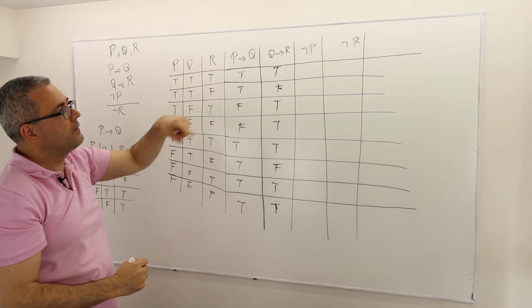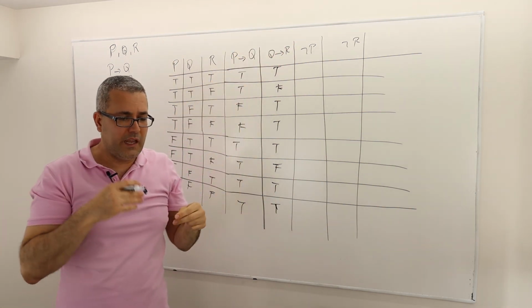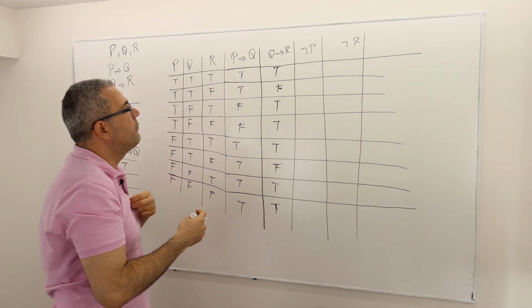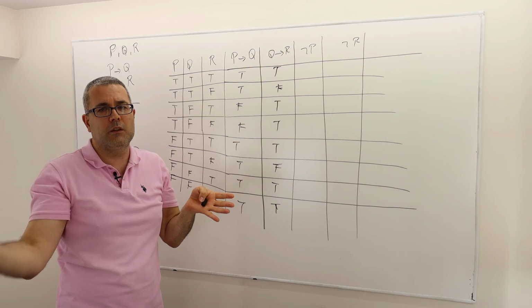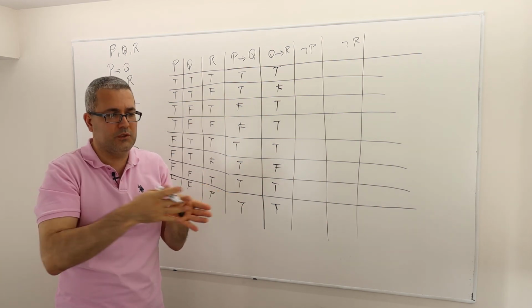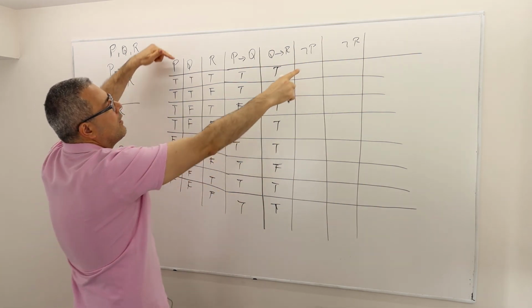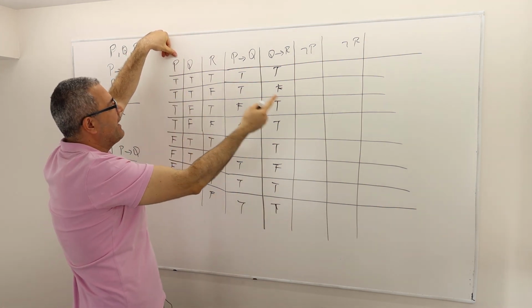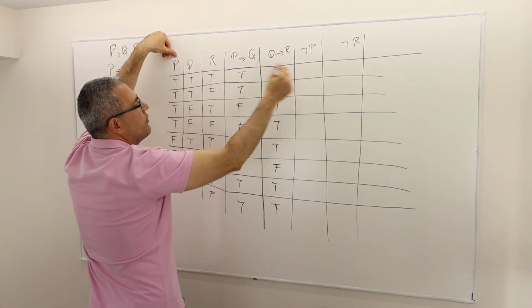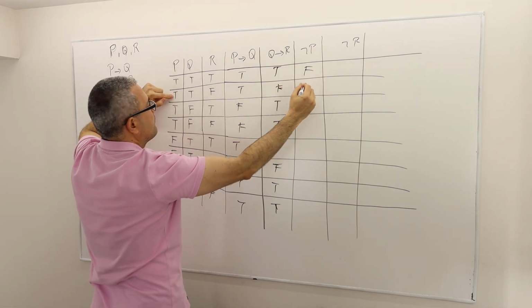Right? What else? Not P. So not P is the negation of P. So if P is true, not P must be false. If P is false, not P must be true. So just the opposite. So I'm going to create this column by looking at P and by negating the truth value. So whenever it's true, this must be false.